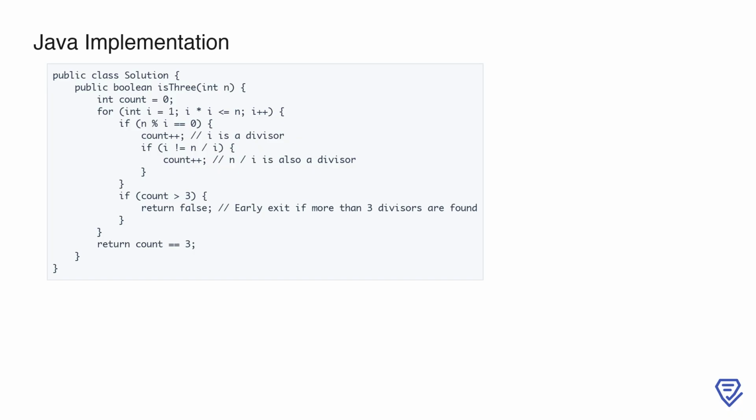This is the Java implementation of the LeetCode problem 3 divisors, number 1952. The solution mirrors the provided Python logic, iterating up to the square root of the input number and counting divisors. In Java, explicit type declarations and integer division are handled carefully. The function returns true if the number has exactly 3 divisors, otherwise false. The early exit optimization ensures the function stops counting once more than 3 divisors are found.